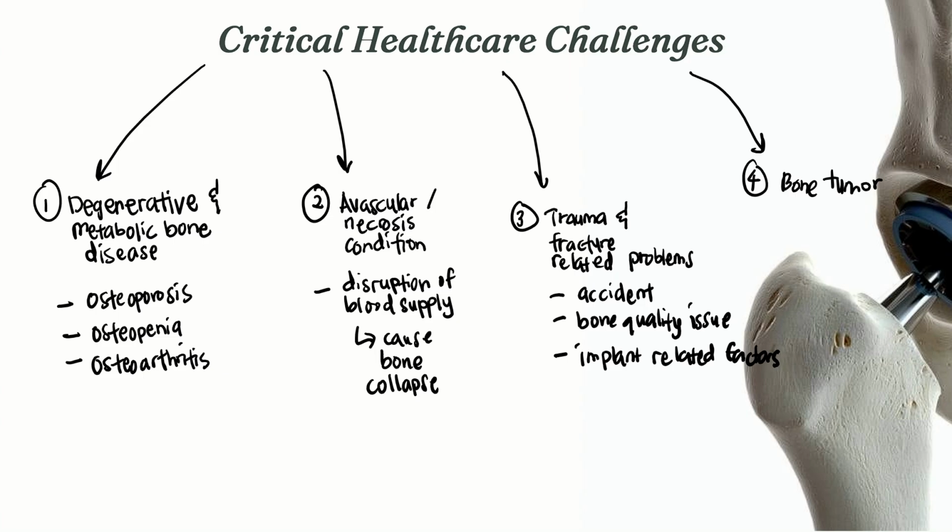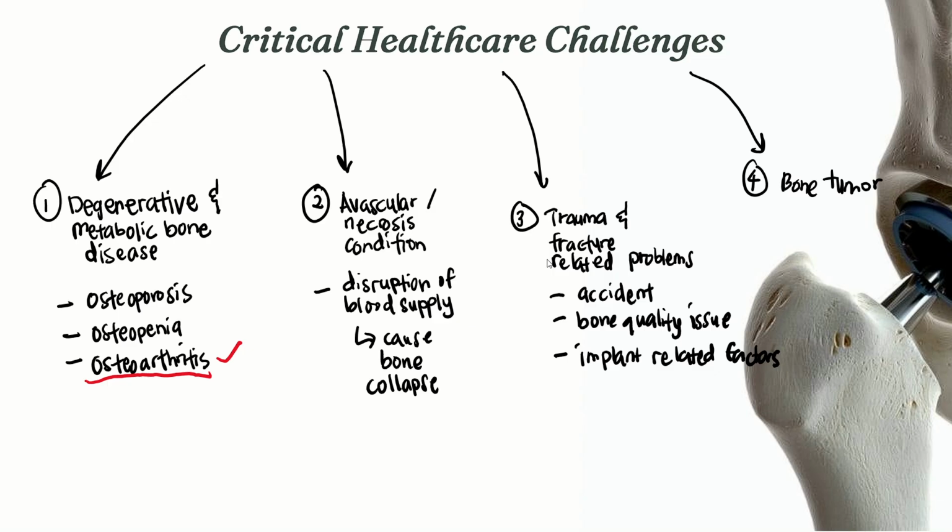For example, we have degenerative and metabolic bone diseases like osteoporosis, osteopenia, and osteoarthritis. Then we have avascular or necrotic conditions, which are due to disruption of blood supply, which can cause bone collapse. Then we have trauma and fracture related problems, which are due to accidents, bone quality issues, and implant related factors. And finally, we have bone tumor. But in this overview, I will focus on one case study related to osteoarthritis, and how computational biomechanics can help.